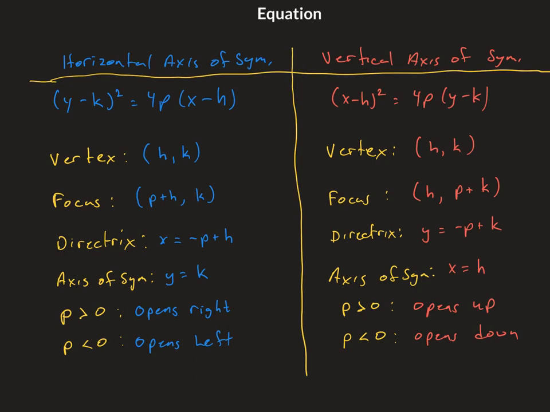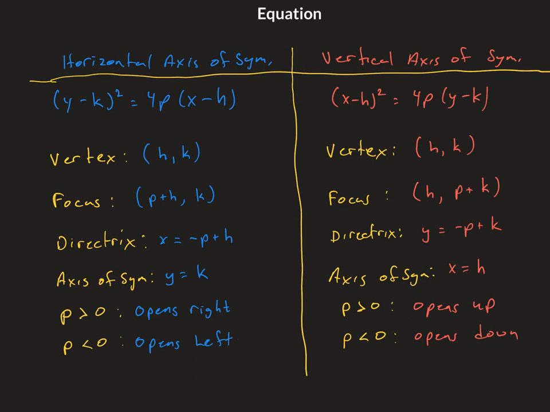The directrix is going the other direction from the vertex. If the focus moved to the right, the directrix is to the left of the vertex. And if the focus is to the left, then the directrix is going to be to the right of the vertex. So whatever happens, taking whatever value you have for P, the directrix will be a vertical line at x equals the opposite of whatever P is, plus H. The axis of symmetry is y equals k. And again, when P is positive, it opens right. When P is negative, it opens to the left.